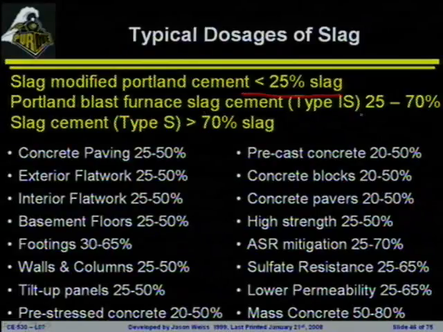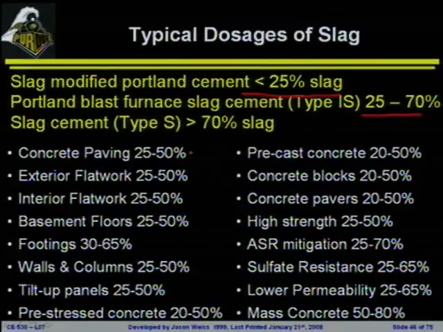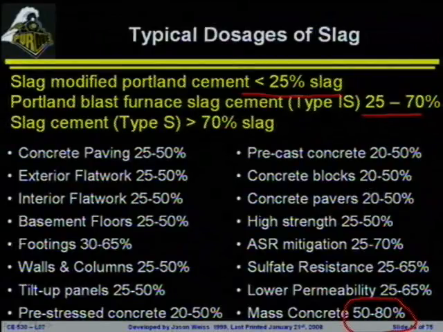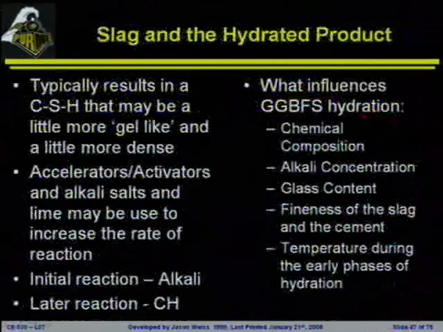You will also see it being used at a little bit higher dosage rates in some applications. Paving 25 to 50%, flat work 25 to 50%, footings you may say a little bit more. When they get into mass concretes, you'll see they start to get up to some very, very high numbers, 50 to 80% of the Portland cement being replaced with slag.